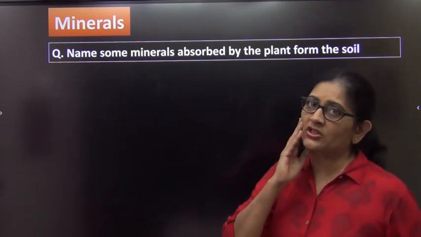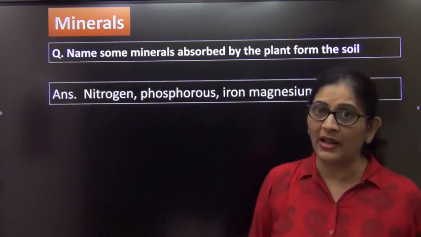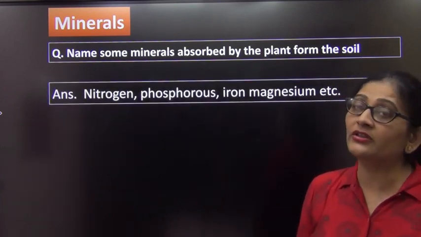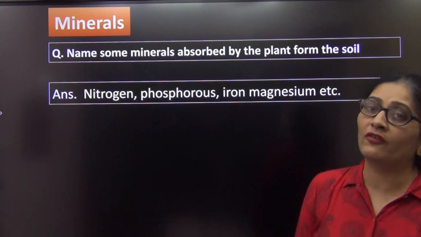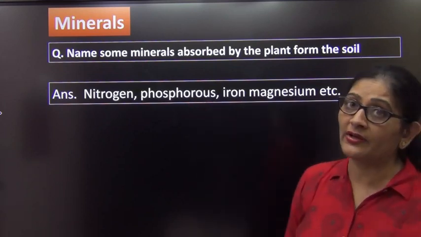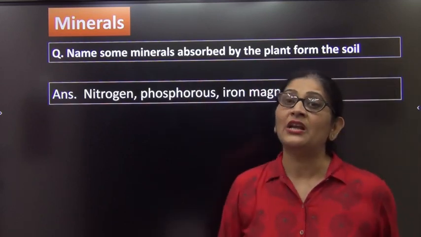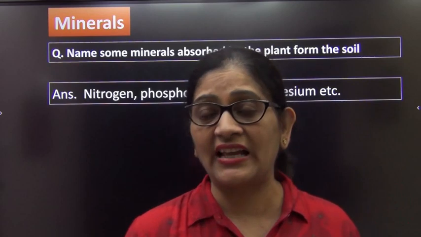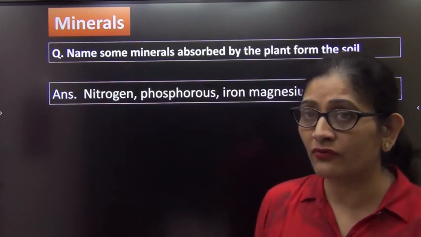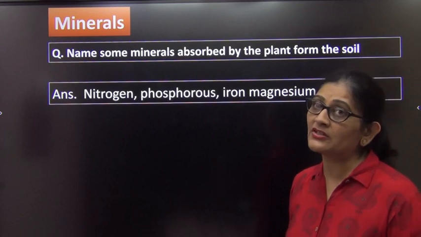Now only 2 questions will come from this topic. Name some minerals that are absorbed by the plant, essential for the process of photosynthesis or for the process of living. You will learn this example. There are 4 minerals given in your NCERT: nitrogen, phosphorus, iron and calcium. Right? These are the 4 minerals you will learn.